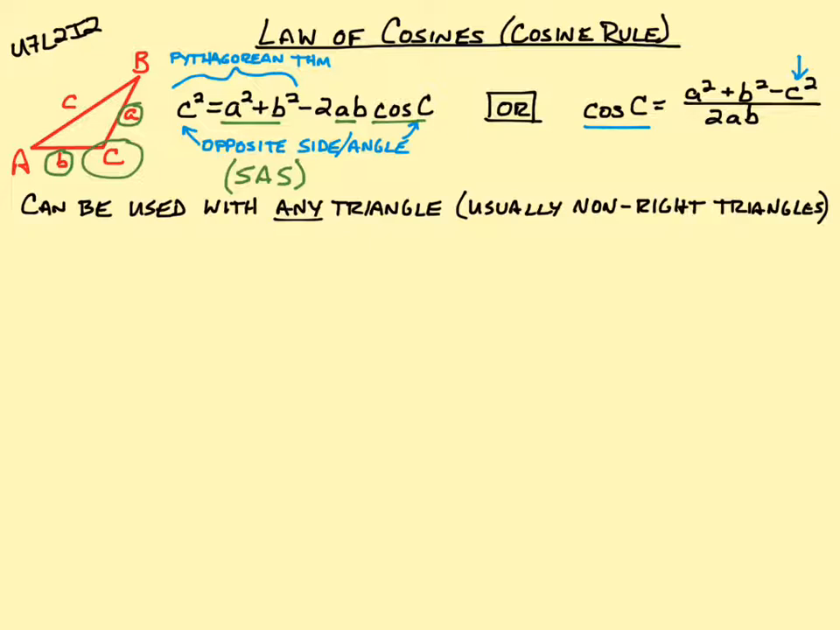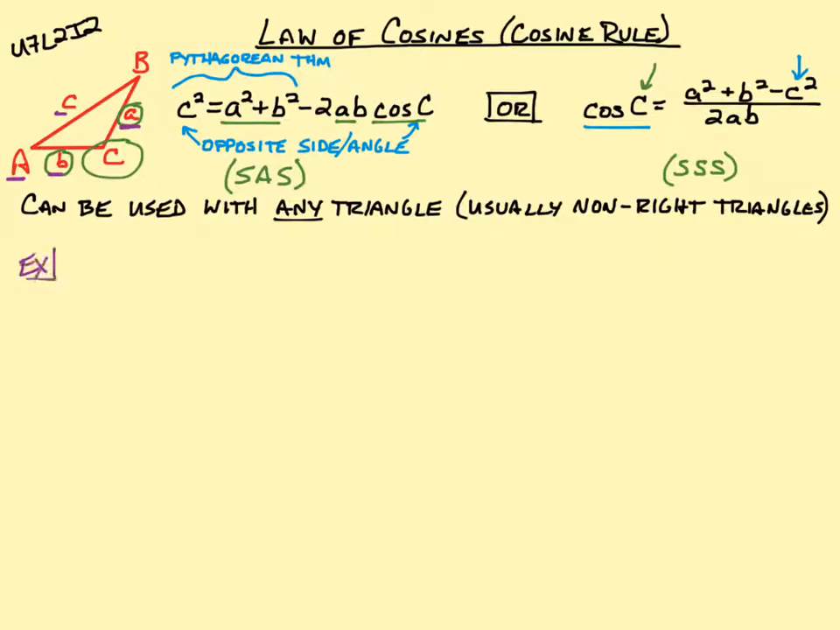Okay. What about the one on the right? The one on the right, everything is small letters. So we've got little a, little c, little b, and we're looking for cosine C. So basically what we have is side, side, side. So the one on the right uses side, side, side. The one on the left uses side, angle, side.